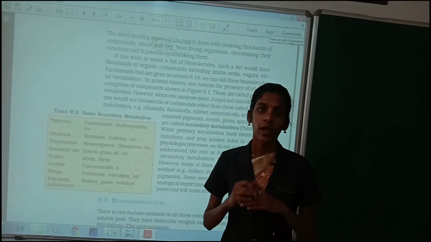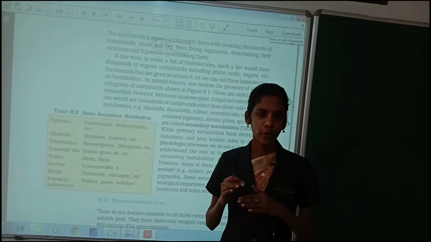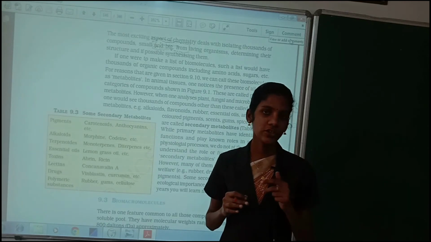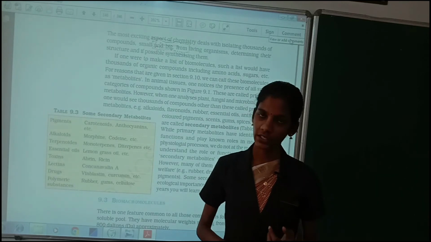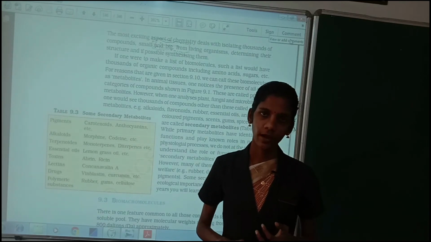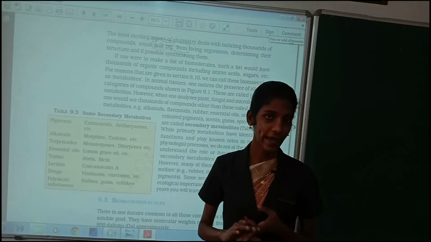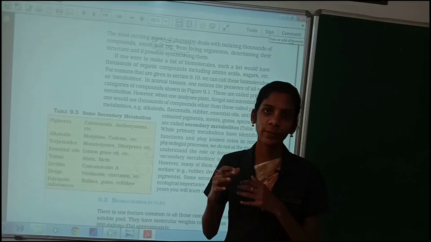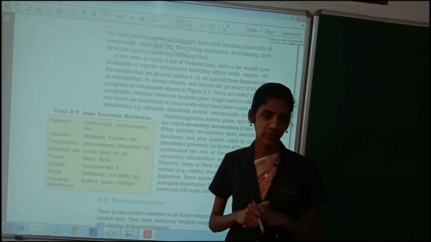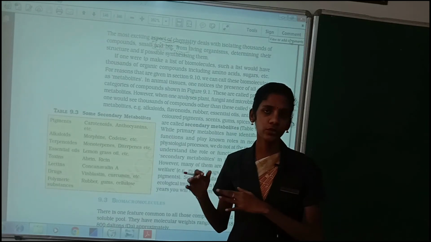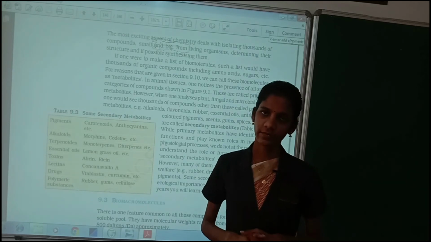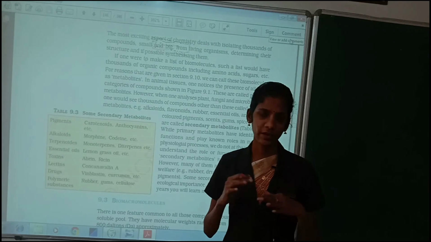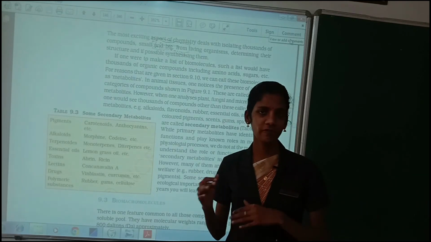I'll tell you once more. Primary metabolites are the organic compounds that directly involve in the growth, development as well as reproduction of an organism. For example, proteins, glucose, amino acids, fats, etc. These are the compounds that are directly involved in the growth and development of an organism. Secondary metabolites will not be involved directly in the growth as well as development of an organism. Instead, secondary metabolites have different roles. These roles of secondary metabolites may vary.